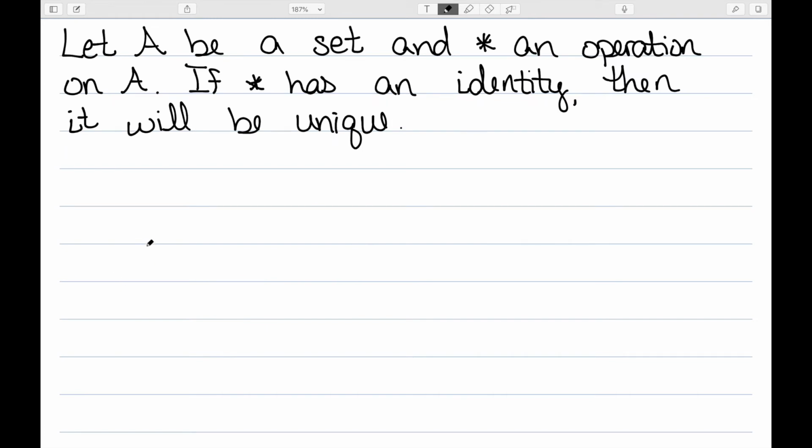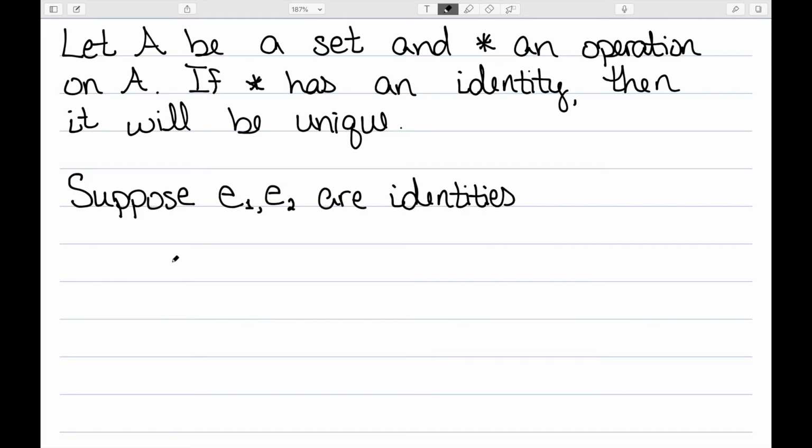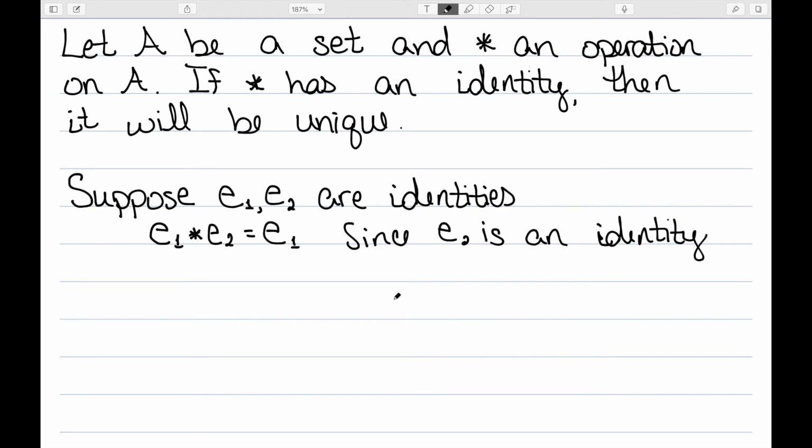Let's let A be a set and star be some operation on this set. If star has an identity, then it will be unique. So identities don't have to exist, but if they do, they are unique. So let's actually prove this. Let's suppose I have two identities, E1 and E2. Then I have that E1 star E2 is equal to E1, since E2 is an identity. So the definition of an identity would mean if I take something and star it with E2, I get the other thing.